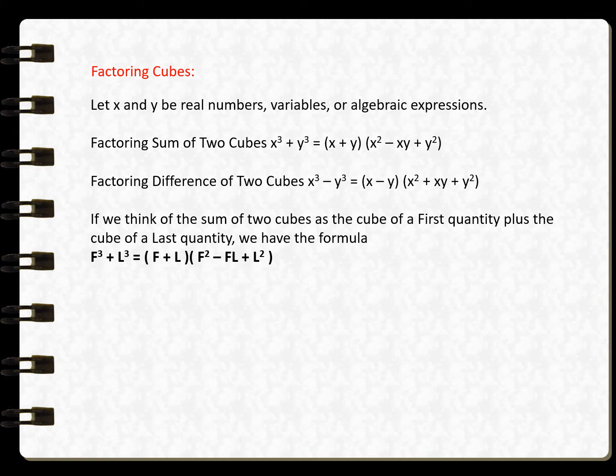If we think of the sum of two cubes as the cube of a first quantity plus the cube of the last quantity, we have the formula: f cubed plus l cubed is equal to the first term plus the last term times the quantity f squared minus the first term times the last term plus the last term squared, where f stands for the first term. Paano yun? Parang anggulo. So let's try x cubed plus y cubed and then x cubed minus y cubed naman. Yun po yung mga questions natin eh.